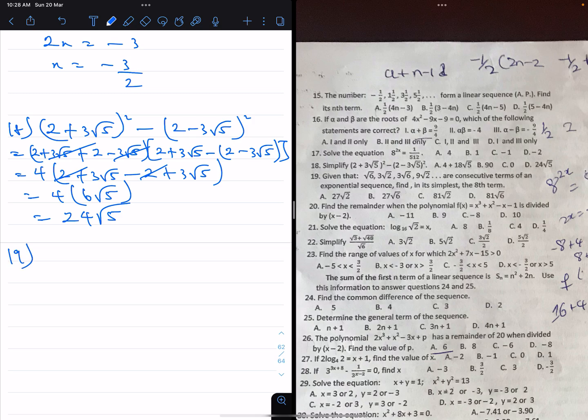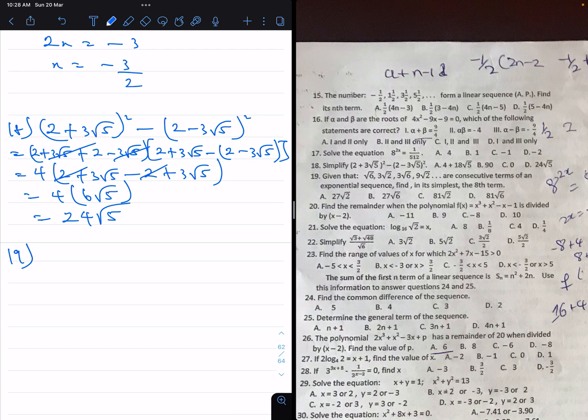I think D. Don't think. You should know what it is. D, right? 24 root 5. Beautiful. 19. Given that... What number is that? D, number 18. D. Wow. You must have guessed. No, I didn't. Beautiful. 19.